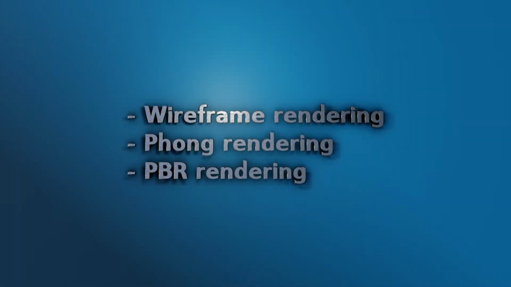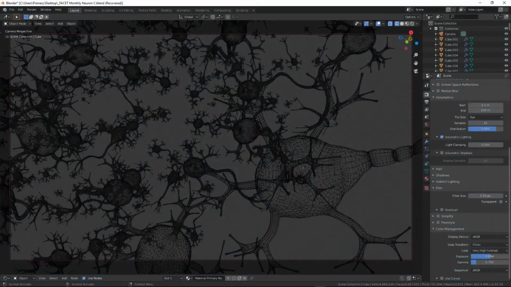There are three important styles of real-time rendering. Wireframe rendering draws scene elements with only lines. It is simple and quick, but offers no shading and no surfacing.